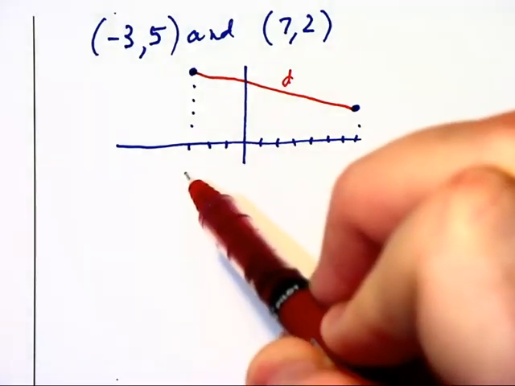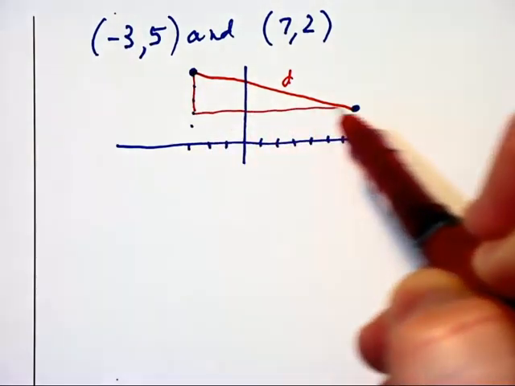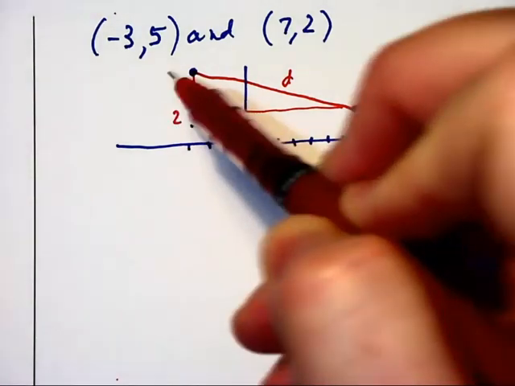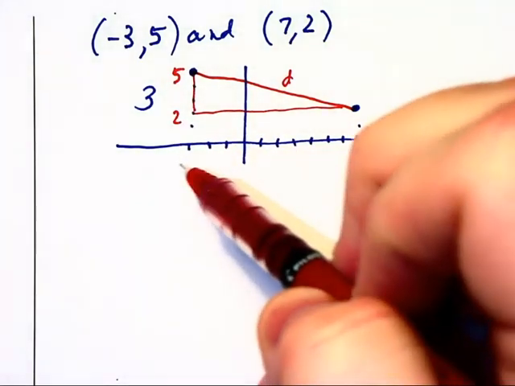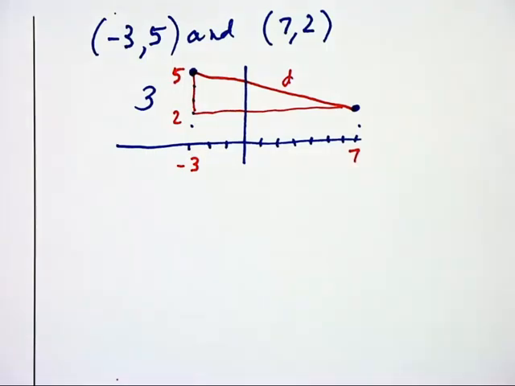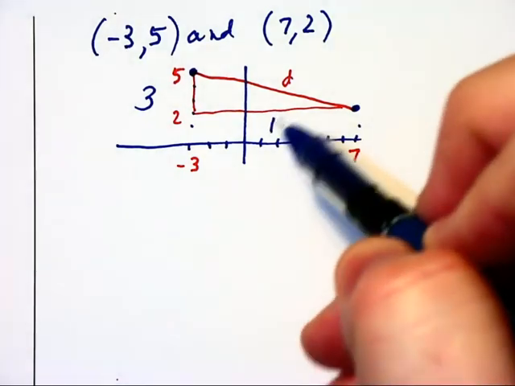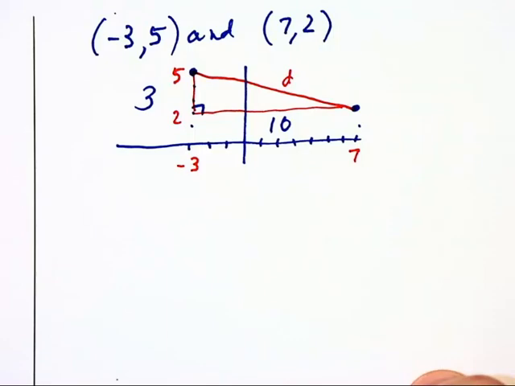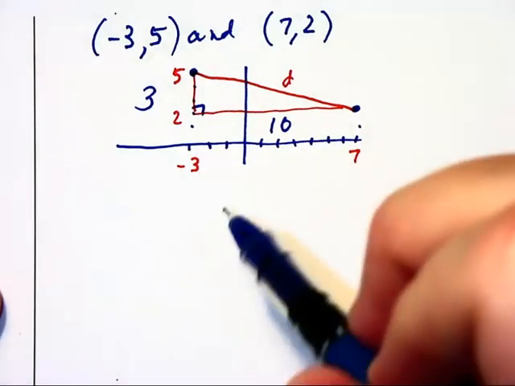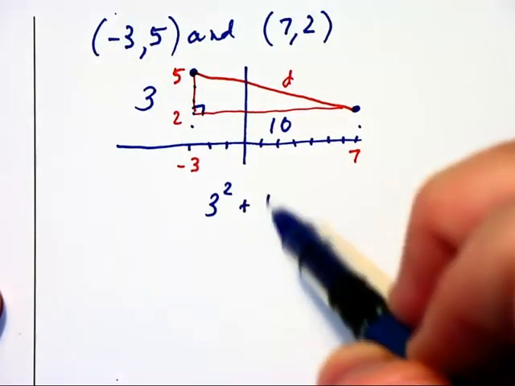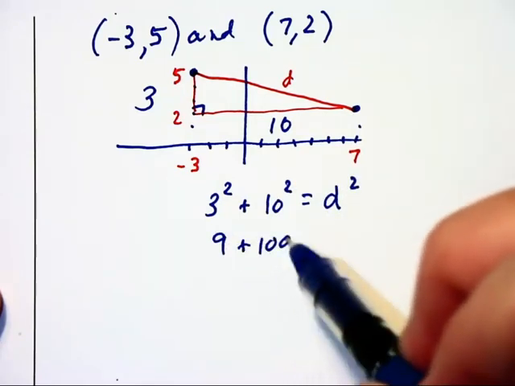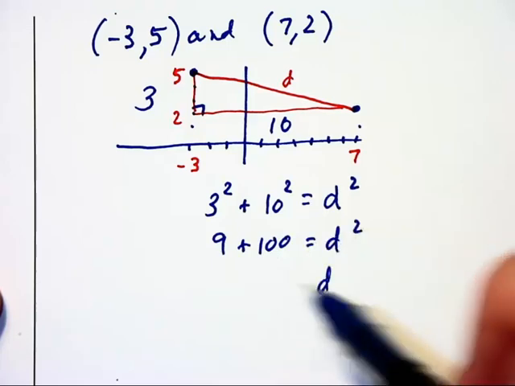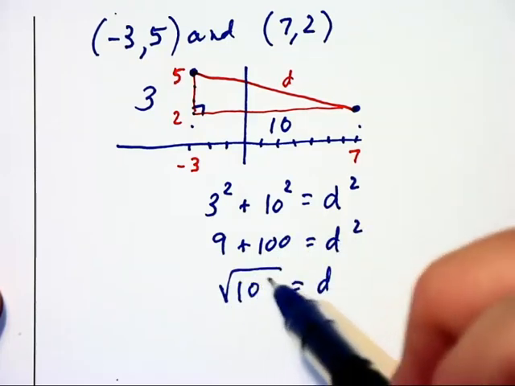Now, let me pretend there's a triangle here. I'm going from a height of 2 to a height of 5. Doesn't that mean that the length of that side of the triangle would be 3? And if on the x-axis I'm extending from -3 to 7, doesn't that mean that the base of this triangle is 10 and that this is a right triangle? I can use the Pythagorean theorem to say 3 squared plus 10 squared is going to equal d squared, or 9 plus 100 is d squared, and that d is equal to the square root of 109.